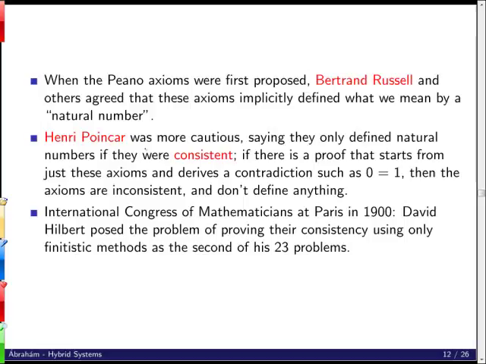And here that in a congress in 1900 suggested to solve, or he collected 23 problems which were not solved in the last century and which should be solved in the next one. And one of these problems was to prove that the Peano arithmetic is consistent and complete.